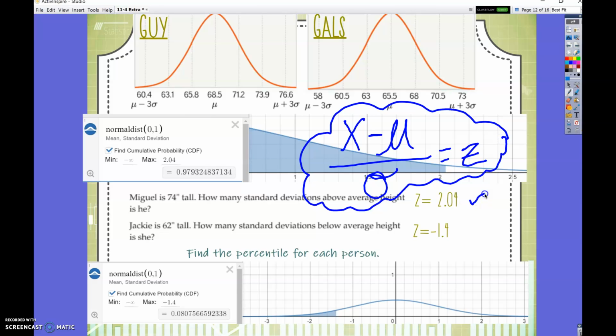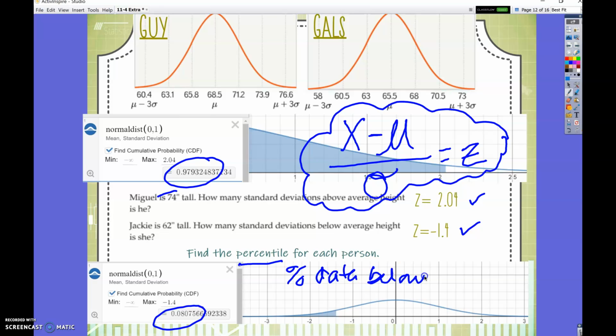That's what we did here for Miguel and Jackie. Miguel, being on the males scale, we found his z-score to be 2.04. He is taller than 97.9% of the people. As opposed to Jackie, who has a negative 1.4. Now we know she's shorter, but she's not quite as extremely short as he is tall. She is taller than just 8% of people. You'll always need that z-score in order to find the percentile. The percentile is the percent of people or data below your z-score.